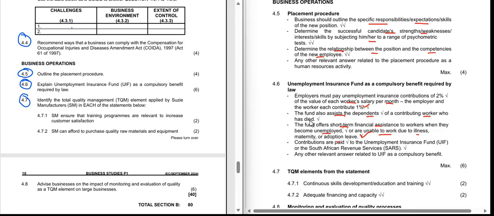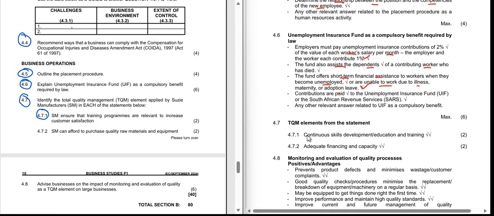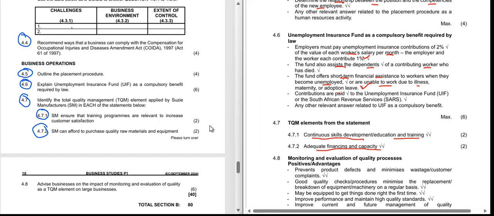First one, SUSI manufacturers ensure that training programs are relevant to increase customer satisfaction. So the total quality management element applied here is continuous skills development, or education and training. And you get your 2 marks for that. SUSI can afford to purchase quality raw materials and equipment. So the TQM element is high capacity. And then let's look at question 4.8.